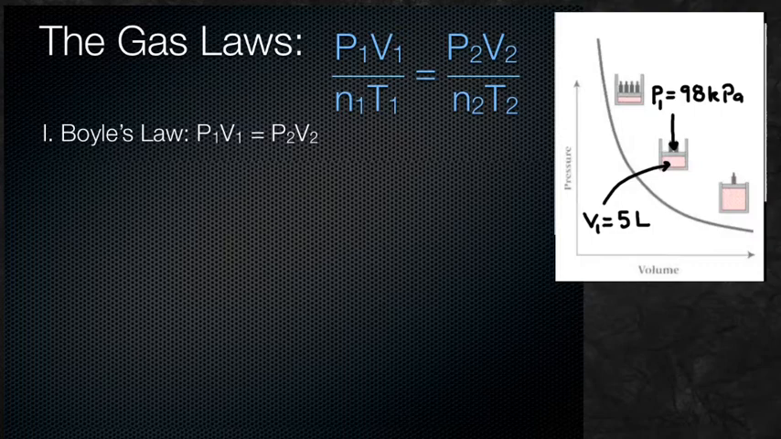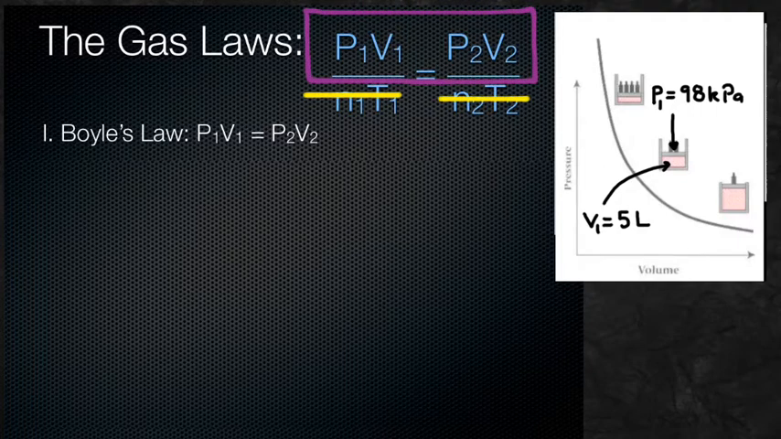So you can see where this comes from. In this case, we're keeping the number of gas particles constant as well as the temperature, so they can cross out of the master equation, if you want to call it that. And this is where you get Boyle's law. So Boyle's law is looking at the effect of pressure on the volume of a gas, assuming that the number of particles and the temperature is held constant.